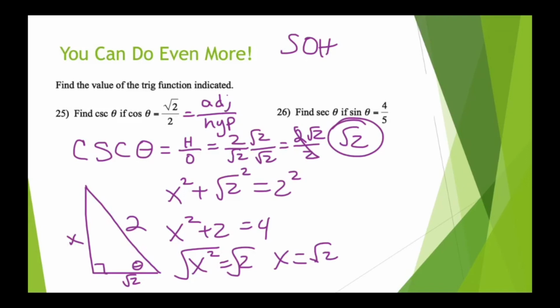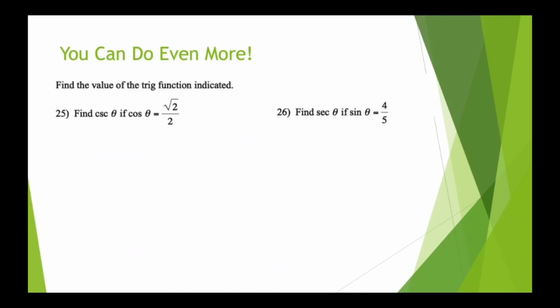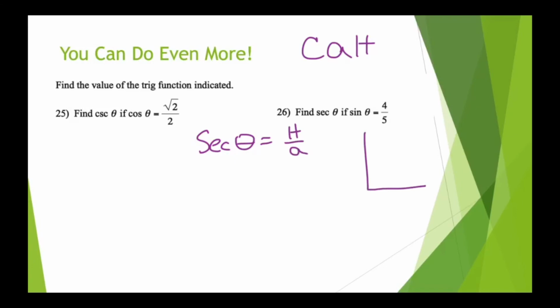Let's move over to number 26. Number 26, we're looking for secant theta. Secant theta is the reciprocal of cosine. Cosine had the CAH part, which is the adjacent over hypotenuse. We need the reciprocal. They didn't give us a triangle. We have to make our own. They told us that the sine of theta, which I'm putting my theta there, is 4 over 5.